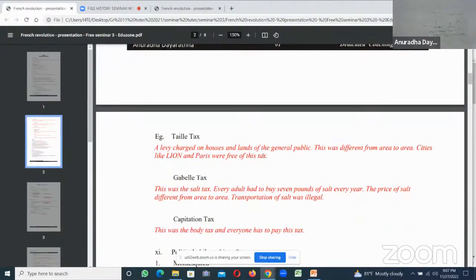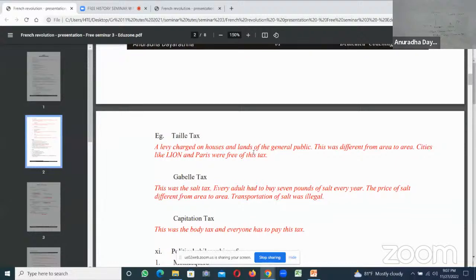So what is the capitation tax? This was the body tax. And everyone has to pay this tax. So, the body tax. So these are the three harassing taxes. Okay, note down those three taxes. Anything in red color you have to write. Anything in black color is there in the tube.